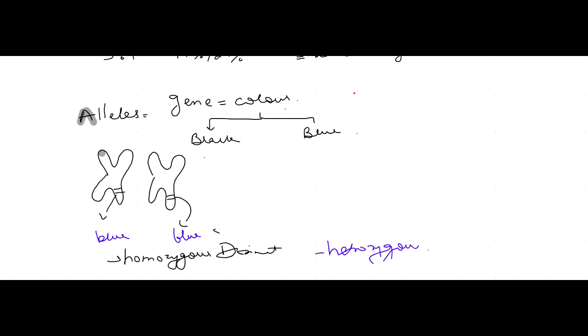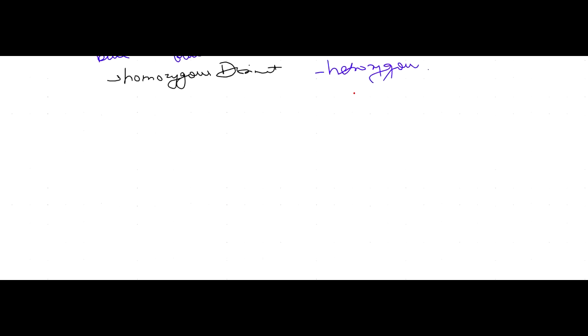Now, the next portion we have to talk about is codominance. What is codominance? I told you we can have one dominant and one recessive. In codominance, it so happens that both of the alleles are dominant. Let me give you an example of this. A very good example of codominance is your blood group.